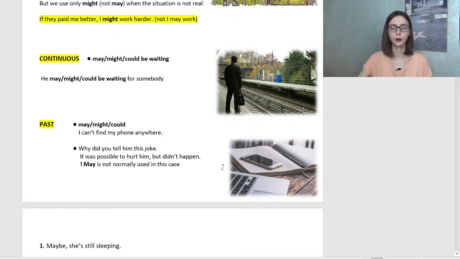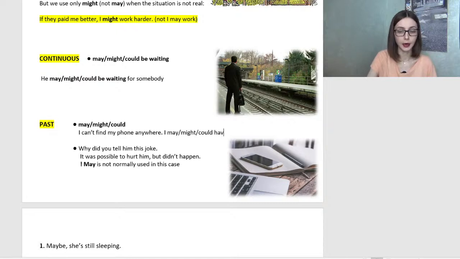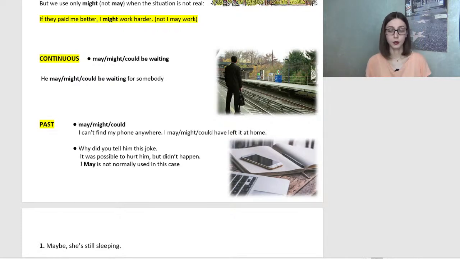So instead of maybe I forgot it somewhere, or I left it somewhere, you can say I can't find my phone anywhere. I may or might or could have left it at home. So you can say I may have left it at home, I might have left it at home, or I could have left it at home.